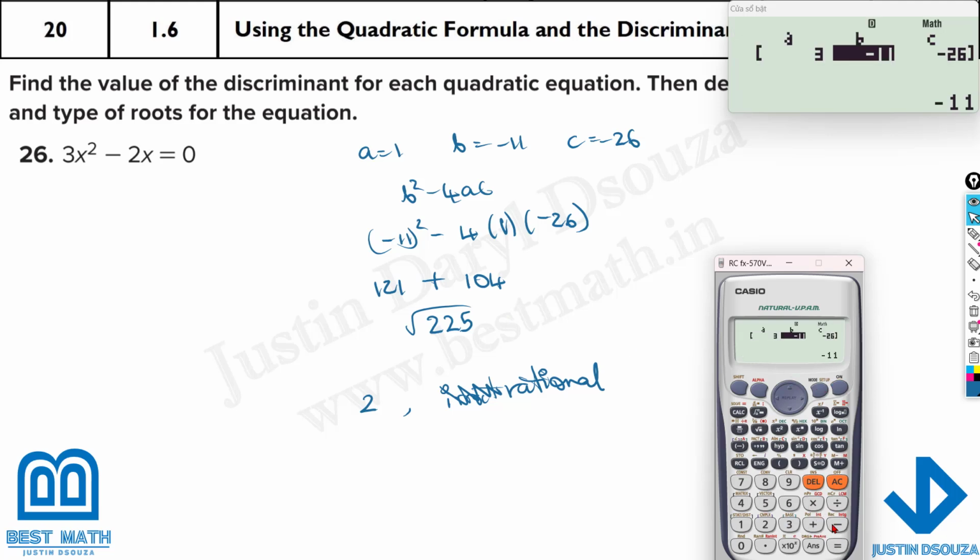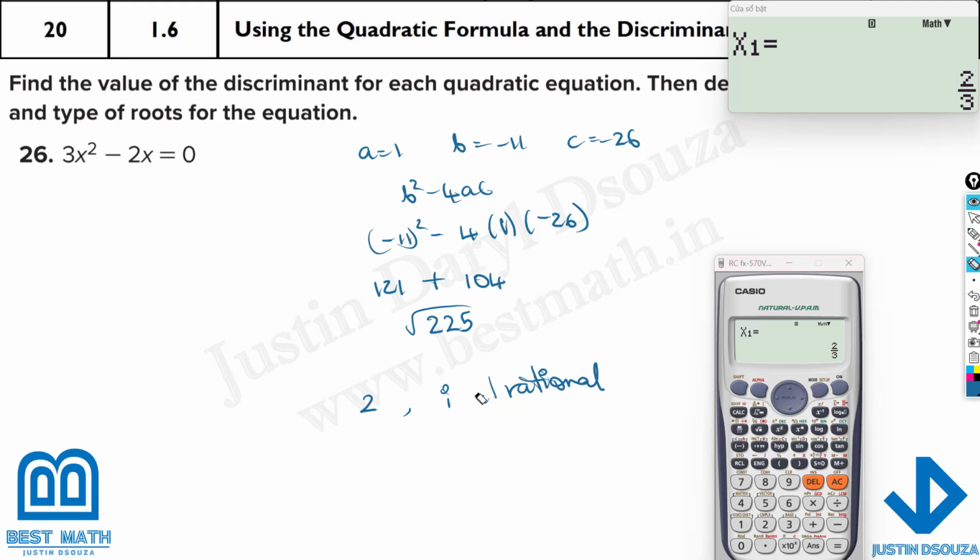3, there is an x term -2, but there's no constant term, so we take it as 0. We have x1 as 2/3 and x2 is 0. Now here, this is a fraction. That means it's a rational number. Even this one is rational roots. So that means it'll be a perfect square.